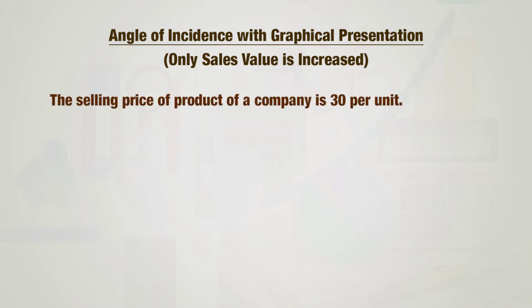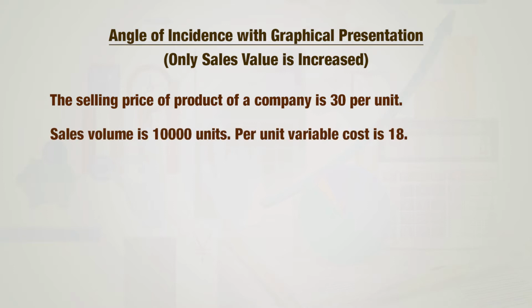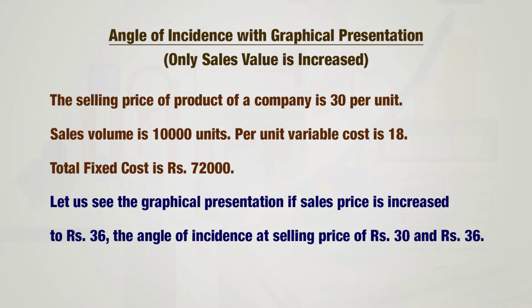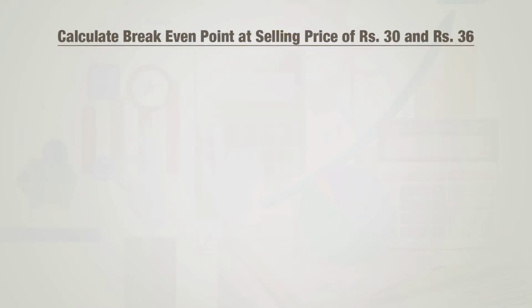The selling price of product of a company is rupees 30 per unit. Sales volume is 10,000 units. Per unit variable cost is rupees 18, while total fixed cost is rupees 72,000. Let us see the graphical presentation. If sales price is increased to rupees 36, the angle of incidence changes at selling price of rupees 30 and 36. Let us calculate break-even point at selling price of rupees 30 and 36.